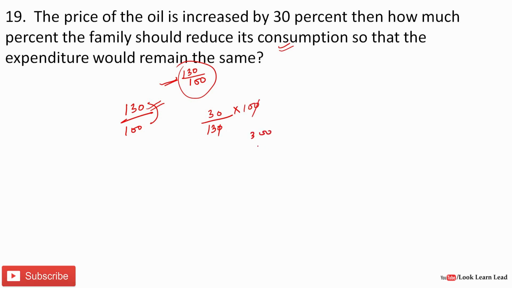You'll get 300 upon 13. This is the answer. Or you can write 23 1 by 13. This would be your answer. Next question.